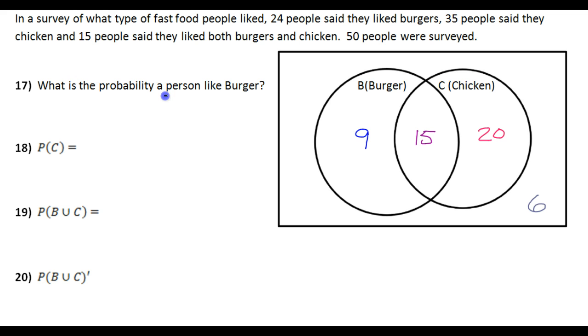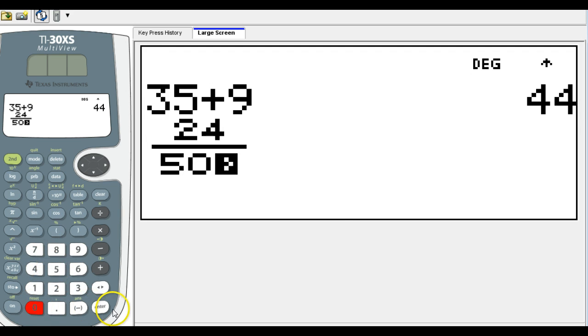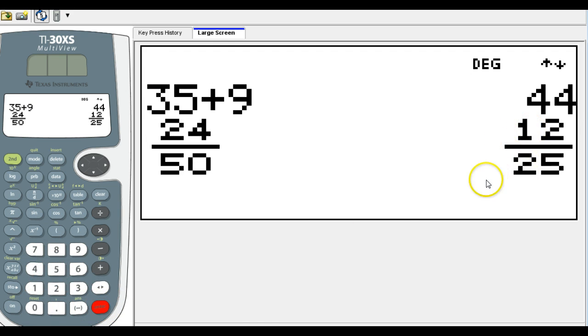Now, what is the probability that a person likes a burger? Well, like I said, probability is target over total. So burger people divided by the total is what we're talking about. So we know the burger people are 24. It's the total of these two. So we're talking about 24 out of 50, target over total. So it's just a matter of reducing this. Okay, so that's 12 out of 25.